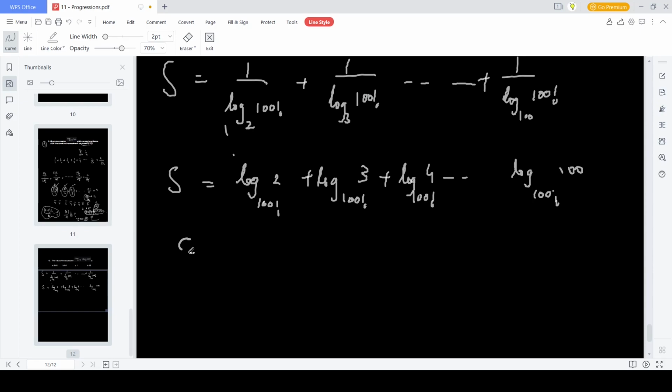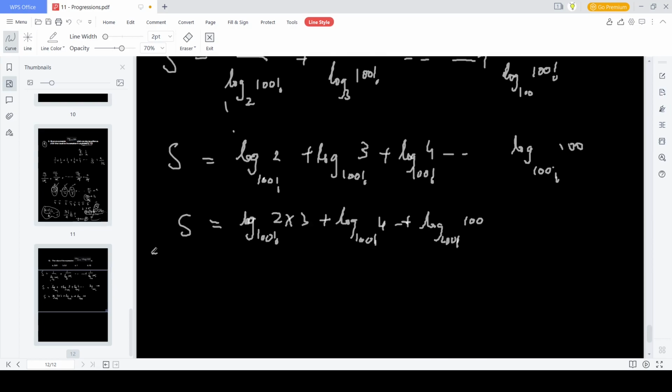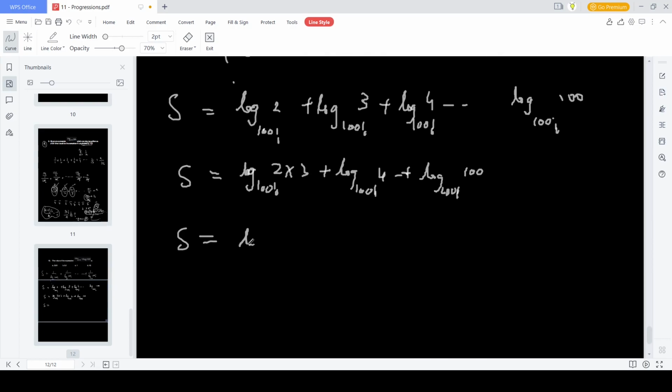Now again one more property is there, where if the base is the same, log a plus log b is nothing but log ab. So this can be written as log 100 factorial of 2 into 3 plus log 100 factorial 4, so on, up to log 100 factorial 100. So if I did it for 2, I can do it for all, right? So I'll simply multiply everything.